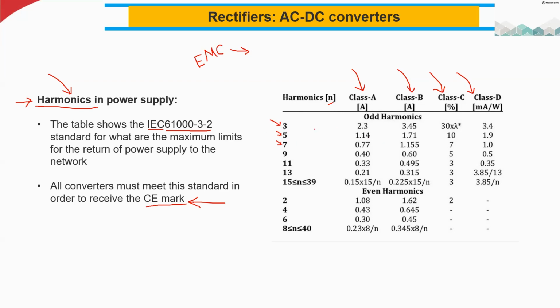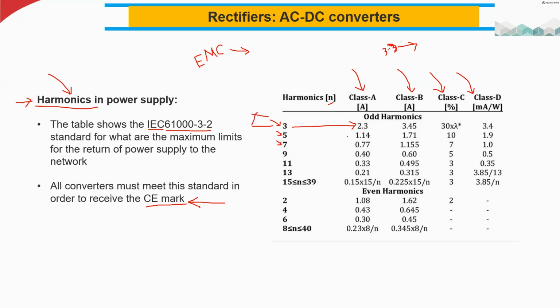So for example, in class A, for the third harmonic, the allowed limit is 2.3, right? Maybe in my design, instead of 2.3, it's already 3.3. It means I have a lot of harmonics, unwanted signals in my system. Maybe this will create some interference to external electronic systems. So then the lab will not give approval to my product. They will reject my product.